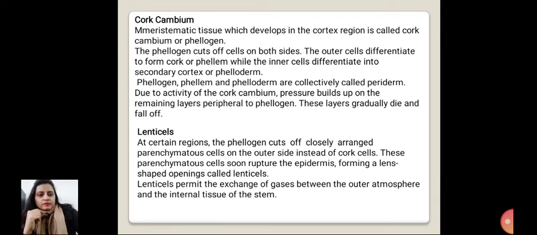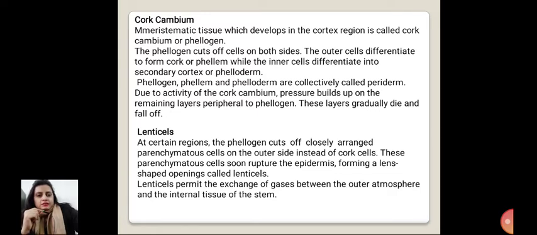Next is cork cambium. Meristematic tissue which develops in the cortex region is called cork cambium or phellogen. The phellogen cuts off cells on both sides. The outer cells differentiate to form cork or phellum, while the inner cells differentiate into secondary cortex or phelloderm. Phellogen, phellum and phelloderm are collectively called periderm. Due to activity of cork cambium, pressure builds up on the remaining layers peripheral to the phellogen. These layers gradually die and fall off.